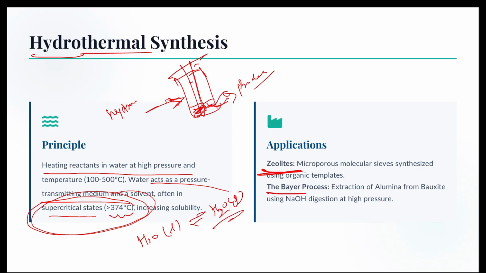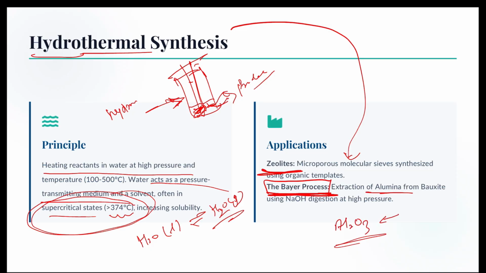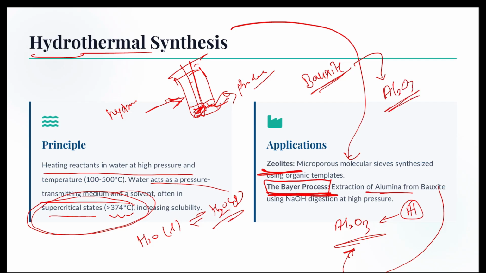Another method that has application is the Bayer method. Like this method, hydrothermal synthesis could be used for extraction of aluminium from its ore. Alumina, aluminium oxide, from bauxite, which is the naturally occurring ore of aluminium. From the bauxite, we make Al2O3. We are going to process it, removing all the impurities, and from Al2O3 we get the pure aluminium. We are going to study the Bayer process in a little more detail. This is the industrial process for processing the ore of aluminium to get pure aluminium.